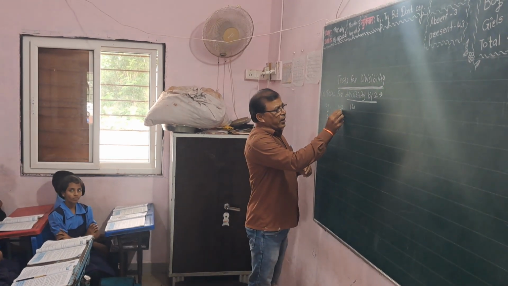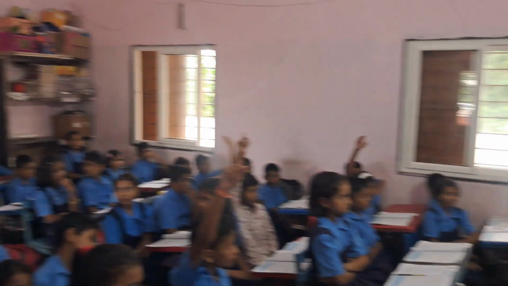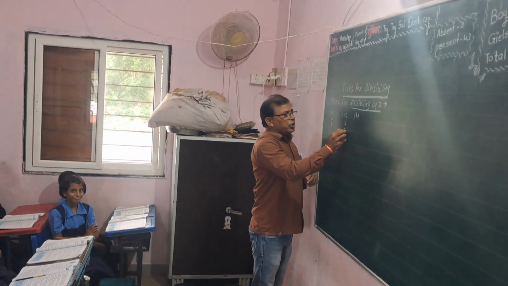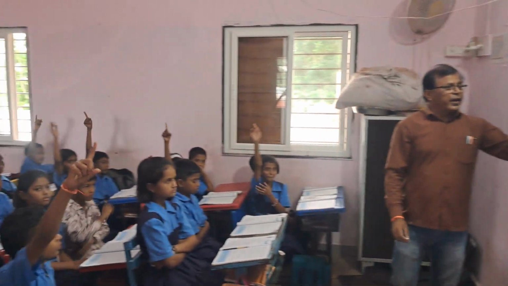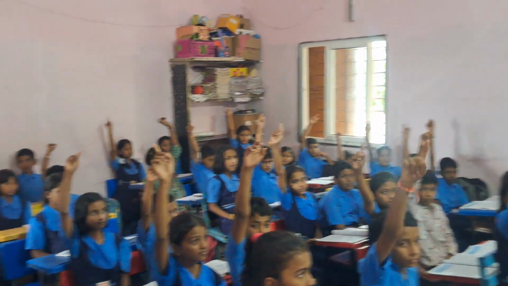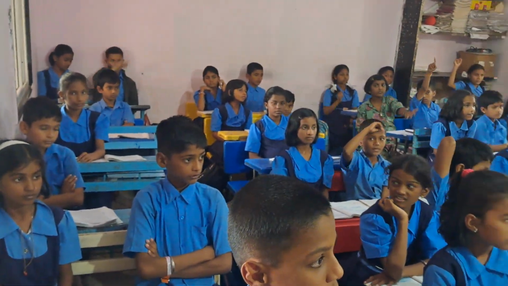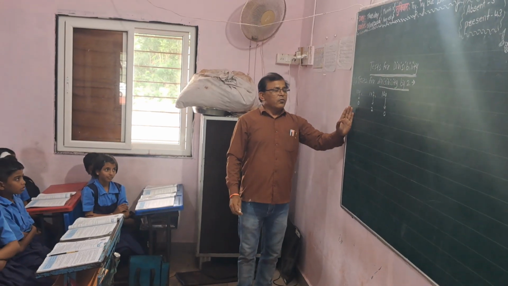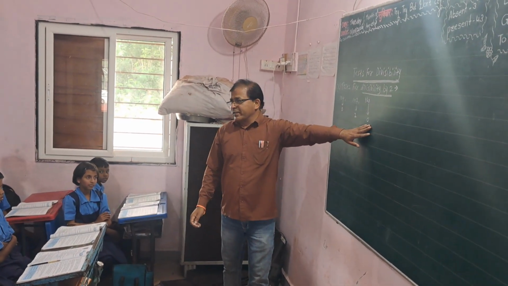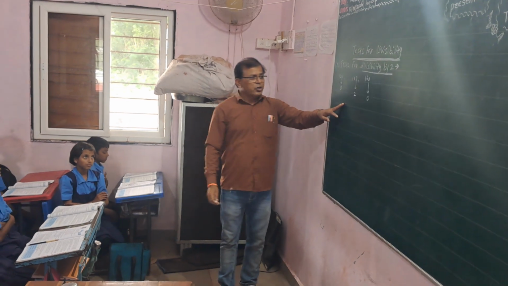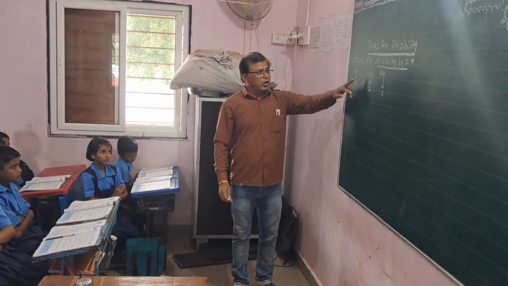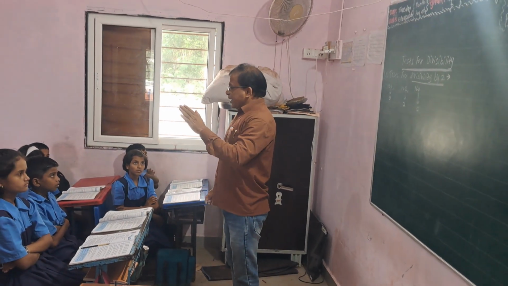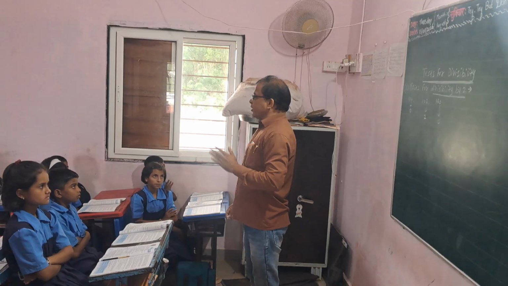Then in the second number 102, which is the unit place digit? 2. 2 is the unit place digit. And in the third number 160, which is the unit place digit? 0. 0 is the unit place digit. Means in this test only focus on the unit place digit. Here is a 0, here is a 2, here is a 0.